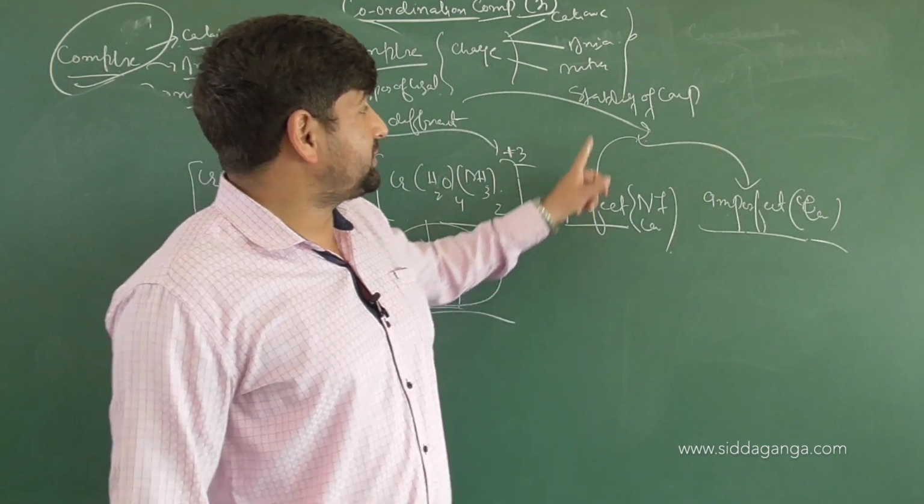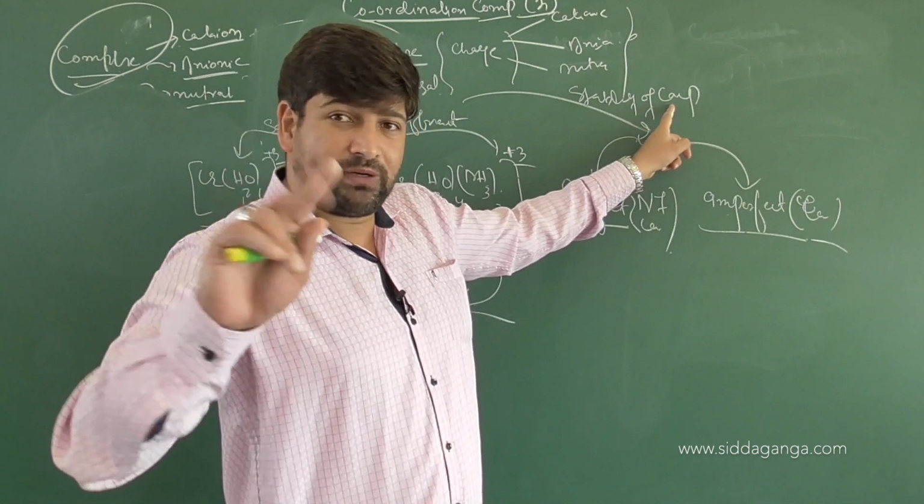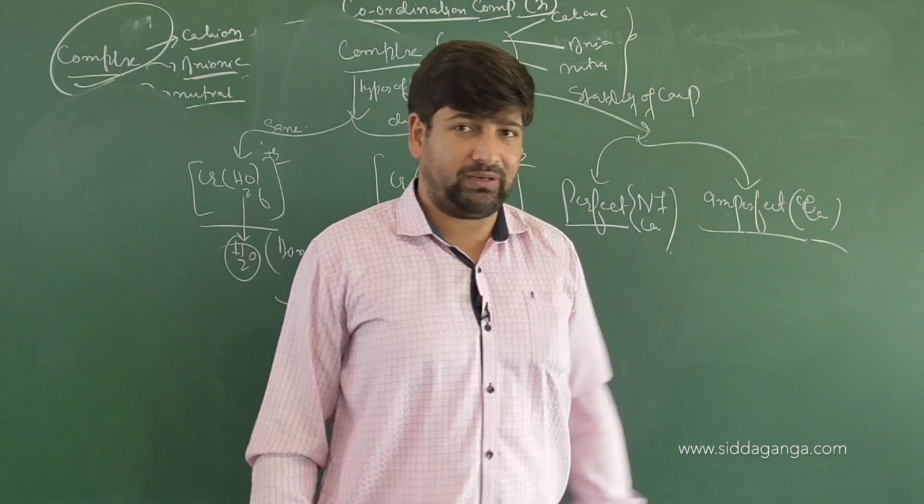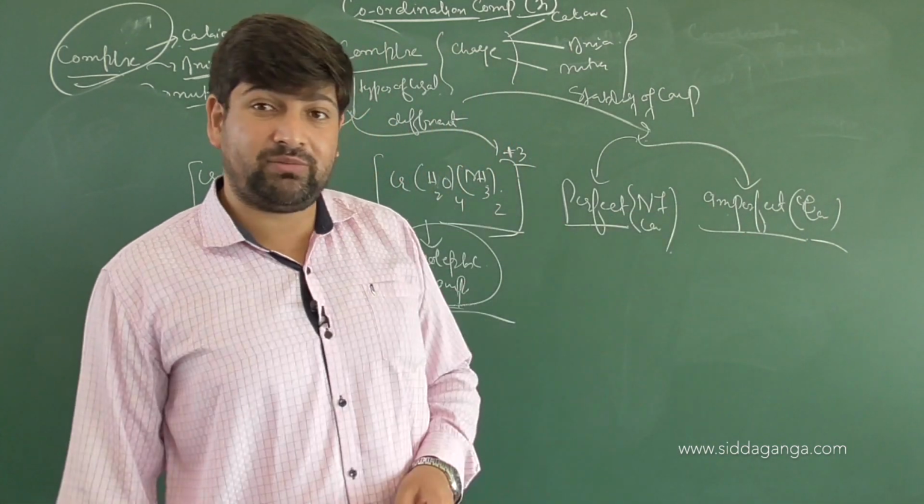So we have stability of the complex. There are two different types. One is called perfect complex and one is called imperfect complex. So this is one more classification on the basis of stability.